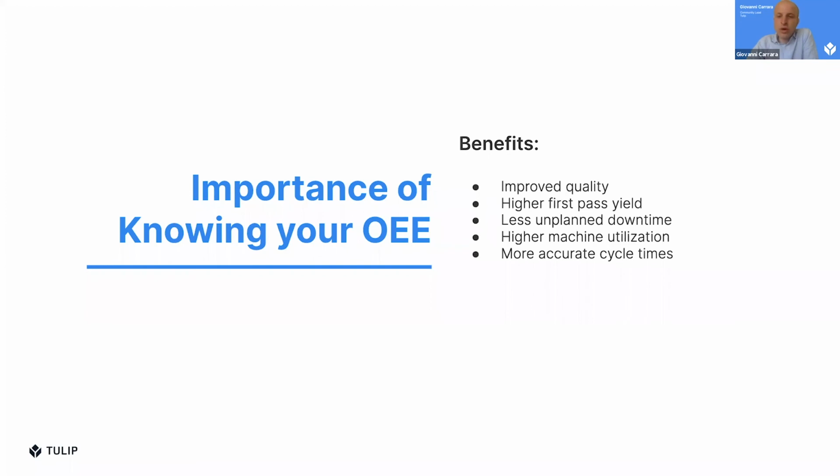You start to see improved quality, higher first pass yields, less unplanned downtime, higher machine utilization, more accurate cycle times, amongst other things. I think a lot of the benefits are also determined as you roll out the Tulip apps.